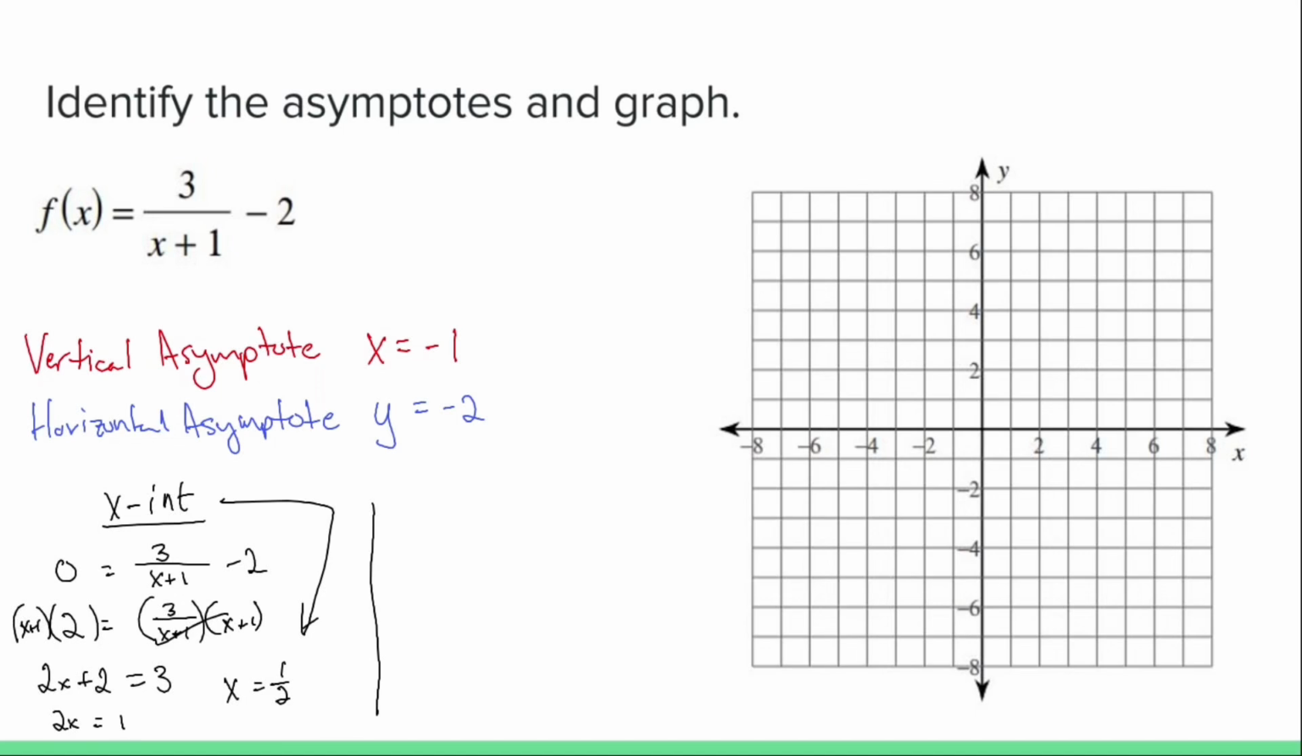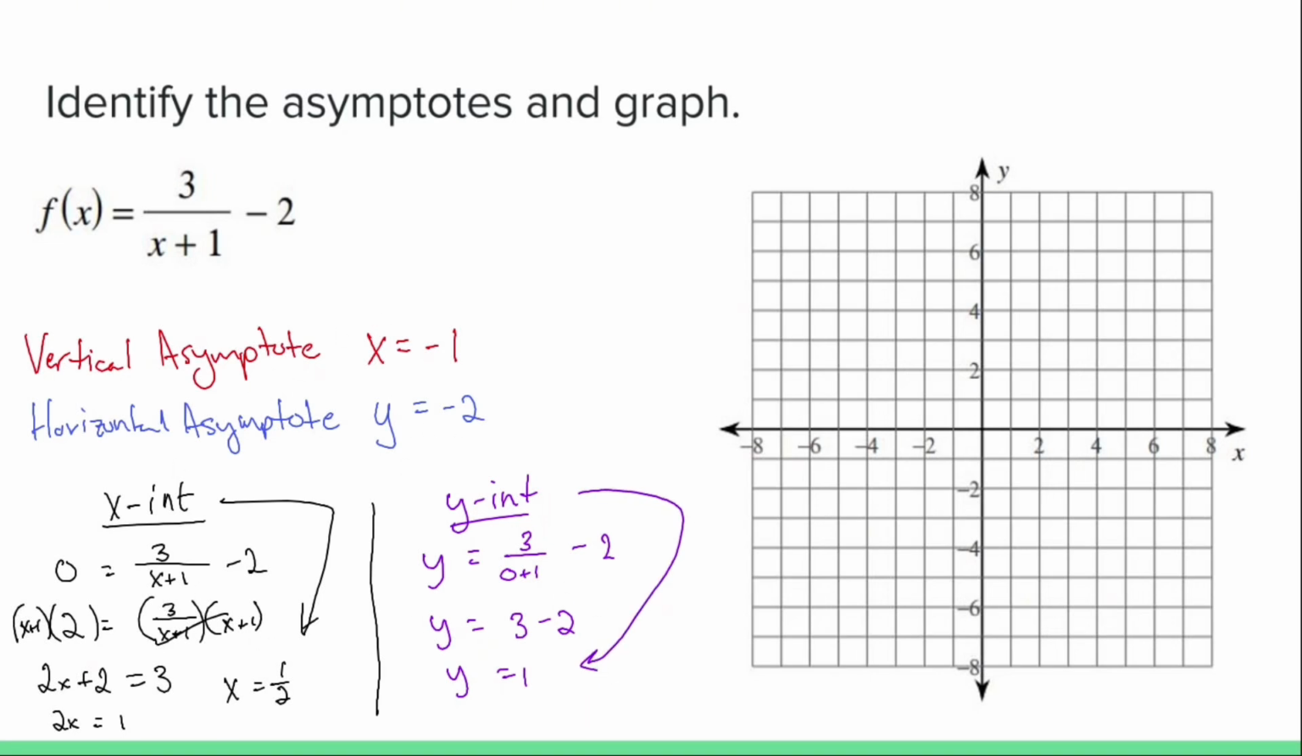Now to find my y-intercept, which is a whole lot friendlier, you are going to set, we'll say y equals instead of f of x equals. You're going to set x equal to 0. So you're going to get y equals 3 over 0 plus 1 minus 2. So I have 3 over 1 minus 2, which is 3 minus 2, which is 1. So that's going to be my y-intercept.